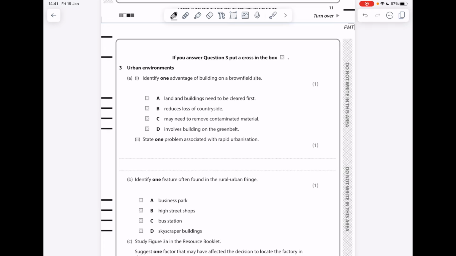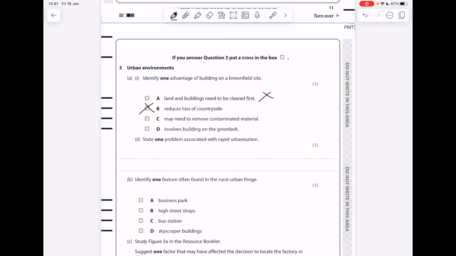Urban environments. Identify one advantage of building on a brownfield site. So remember, this is a site that's already been built on. Land and buildings need to be cleared first. That's definitely not an advantage. Reduces loss of countryside. Yep, we want to conserve those greenfield sites really.